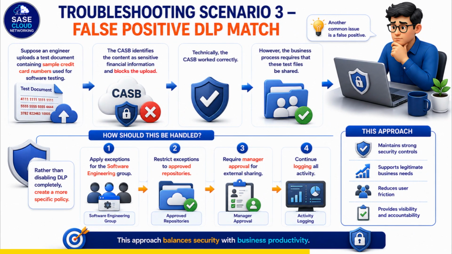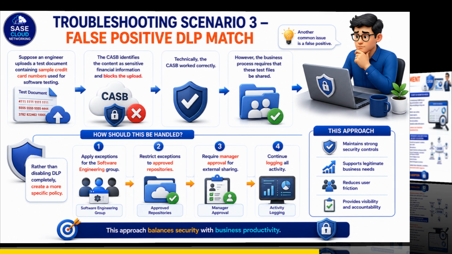Technically, the CASB worked correctly. However, the business process requires that these test files be shared. How should this be handled? Rather than disabling DLP completely, create a more specific policy. For example, apply exceptions for the software engineering group. Restrict exceptions to approved repositories. Require manager approval for external sharing. Continue logging all activity. This approach balances security with business productivity.